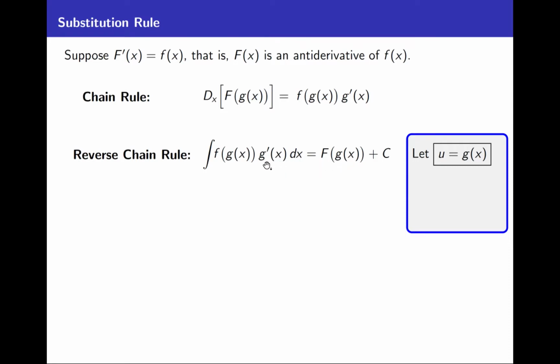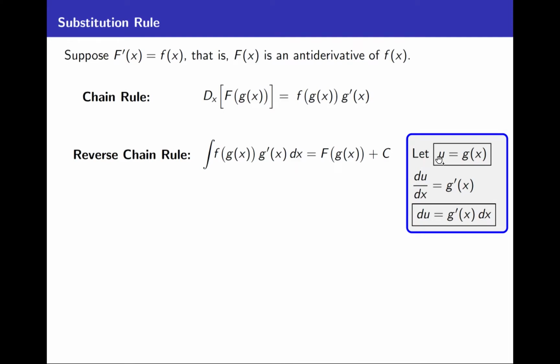But we also have a g prime of x dx right here. We've got to deal with that somehow. What we're going to do is follow the consequences of setting u equal to g of x. If you differentiate this function u equals g of x, you get du dx equals g prime of x. We're next going to multiply through by the differential dx to get du equals g prime of x dx. So if we let u equal g of x, we get du equal g prime of x dx.